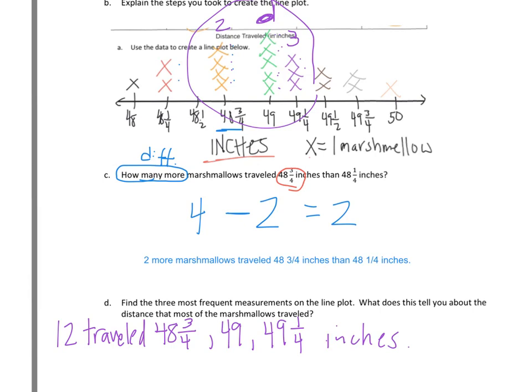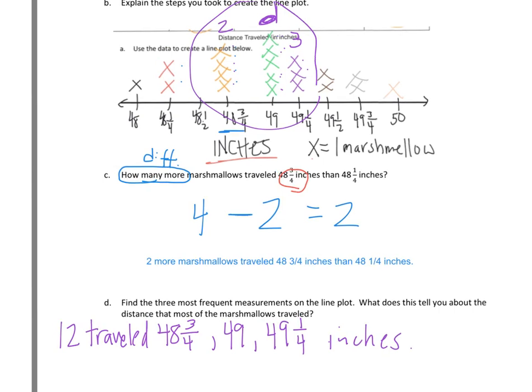Now, this is just my ideas down here. It's not necessarily the statement that I'm going to make for this. So that's important to know. When I go to write my actual statement, I'll do it in a better form. I'm just getting my ideas down below. So 12 traveled at these three distances. The total number of marshmallows that we have on our line plot is 20. So what that's telling me is the majority of the marshmallows flew between those three distances. So I'm not going to say the average distance, but the most frequent distance that they traveled.